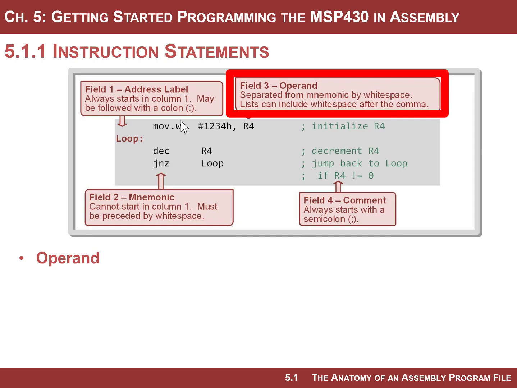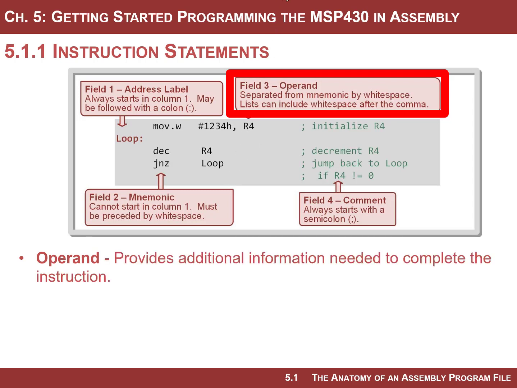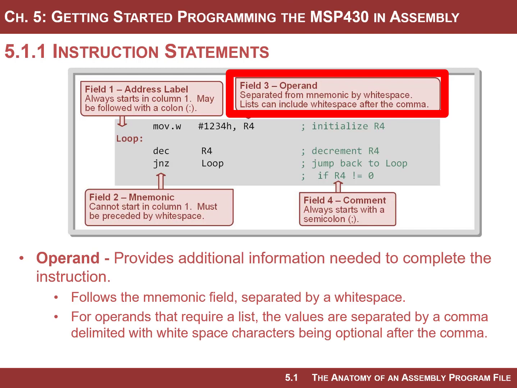They'd only required one operand. But a move, you need to provide a source and a destination. So what you do is they're listed comma delimited. You can actually not have a space if you want, but you always do put a space so it makes it more readable. So an operand is basically additional information that is provided for the instruction.